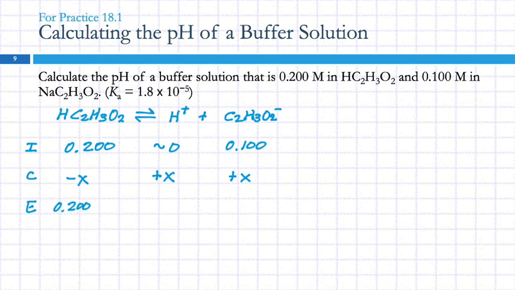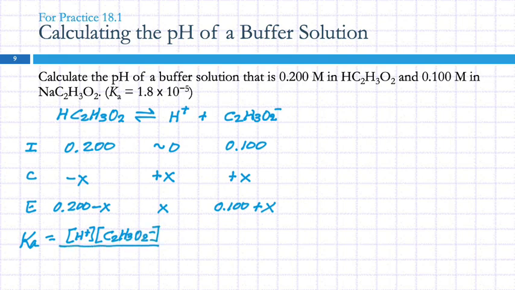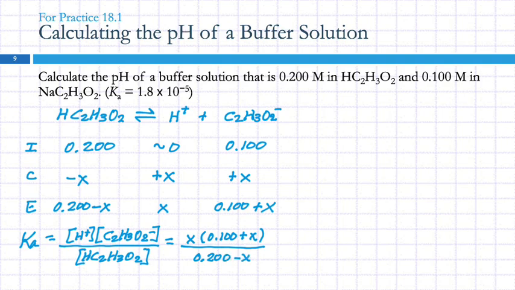We don't have any 2X or anything because all of our coefficients are 1s. So down here I get 0.200 minus x, and I get x, and this is 0.100 plus x. So Ka is equal to hydrogen ion concentration times acetate ion concentration divided by the acetic acid concentration at equilibrium. Well, that's what these guys are. So we have x times the quantity 0.100 plus x, and we have down here 0.200 minus x. And that is equal to the given acid ionization constant, Ka.